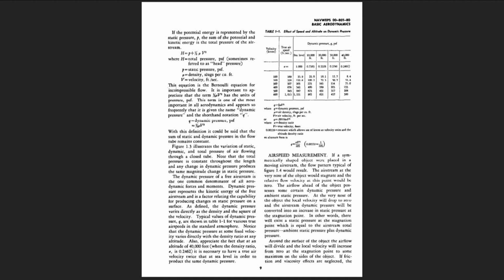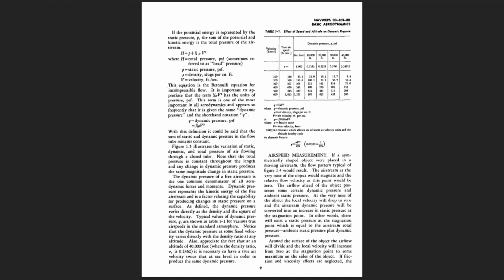As defined, the dynamic pressure varies directly as the density and the square of the velocity. Typical values of dynamic pressure, q, are shown in Table 1-1 for various true airspeeds in the standard atmosphere. Notice that the dynamic pressure at some fixed velocity varies directly with the density ratio at any altitude. Also, appreciate the fact that at an altitude of 40,000 feet, where the density ratio, sigma, is 0.2462, it is necessary to have a true air velocity twice that at sea level in order to produce the same dynamic pressure.